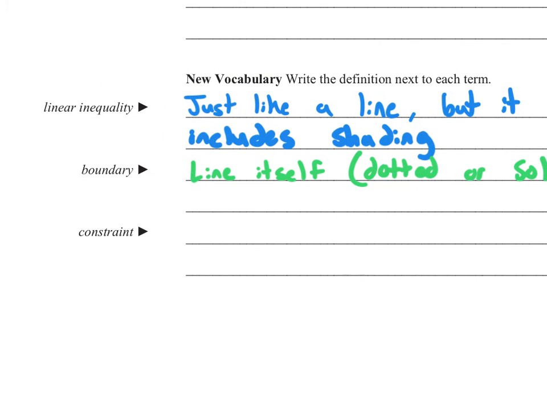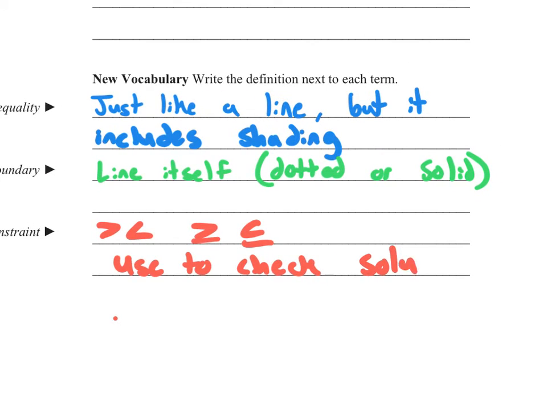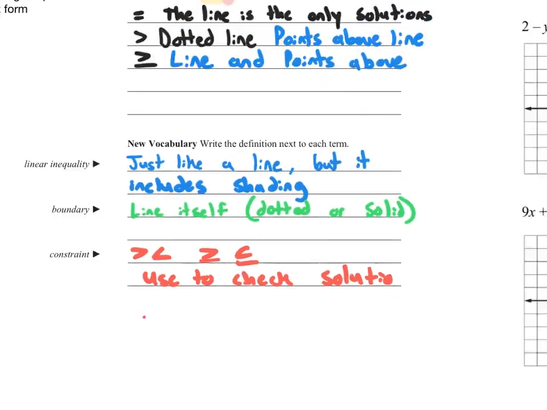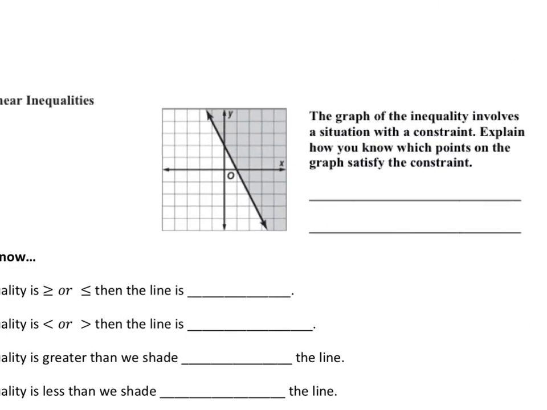The constraint is that part of the inequality, like the greater than or less than or greater than or equal to or less than or equal to. And it'll be what we use to check our answer. Used to check solutions. So let's give us a visual for this.